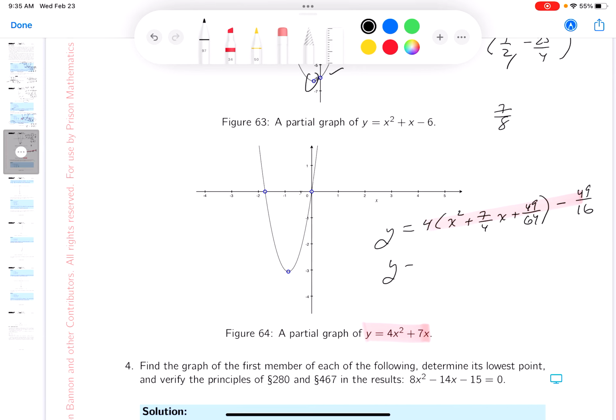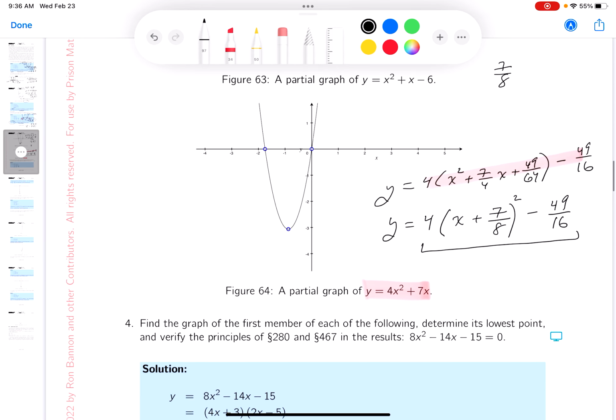It's y equals 4 times, and what do you get over there? That would be x plus 7 over 8, squared, minus 49/16. And again, I want to minimize this thing.